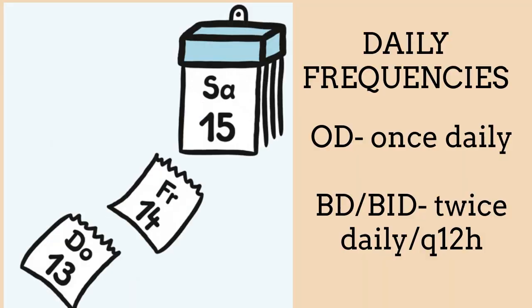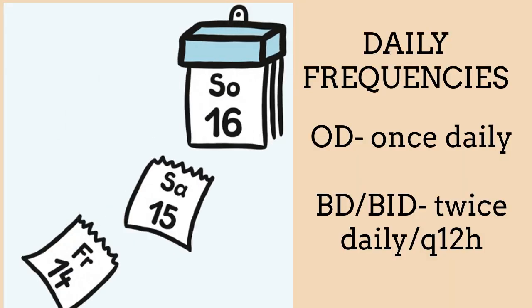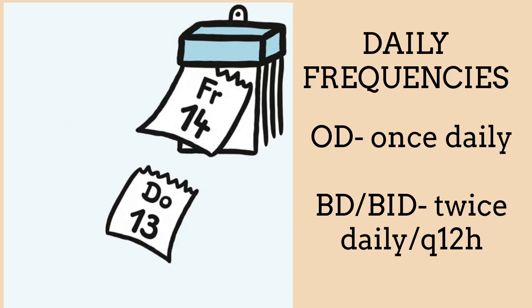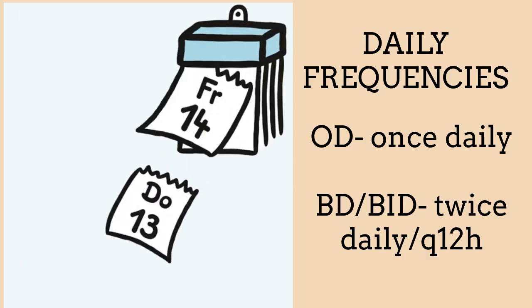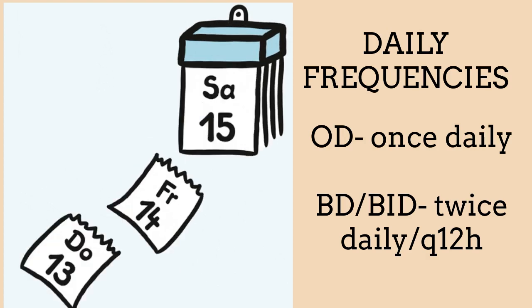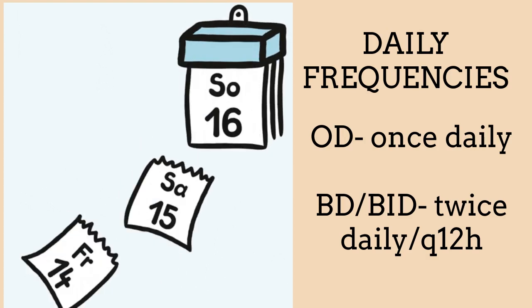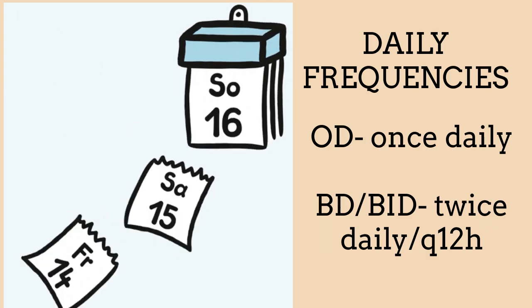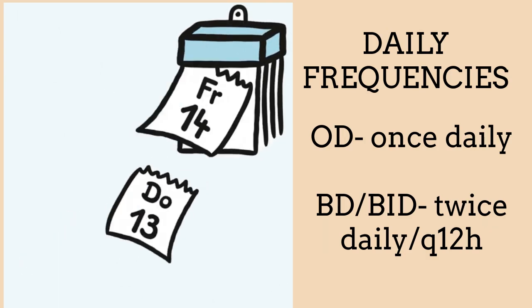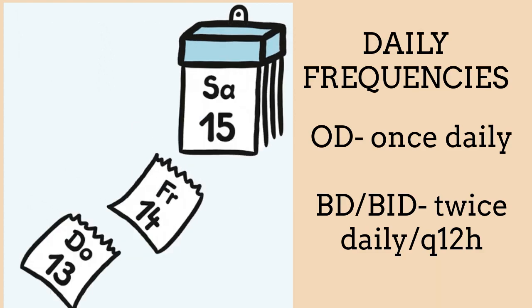This brings us to our other frequencies, which is OD, which would mean once daily, so the medication would only be administered once. BD or BID, which would mean twice daily or every 12 hours. So it may be written in any one of these fashions. So it's important to be familiar with both methods.